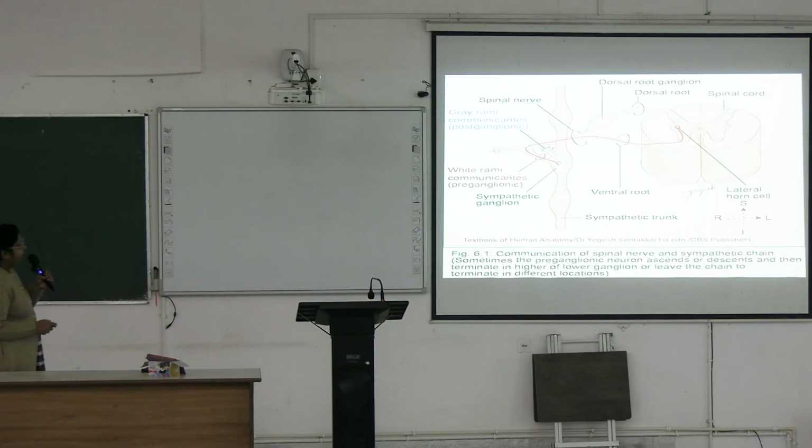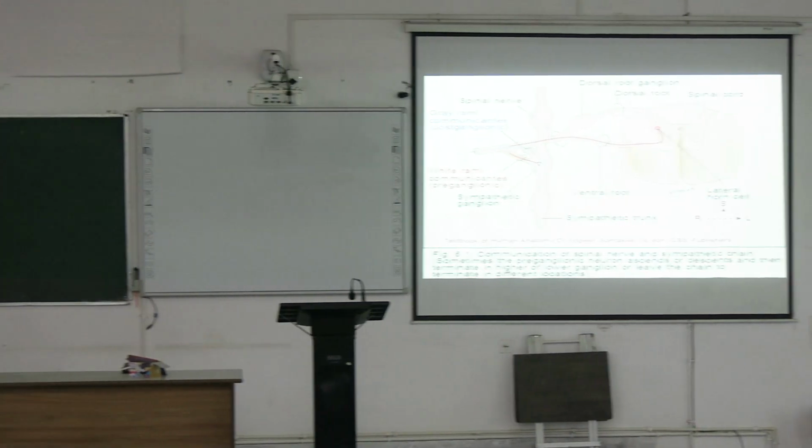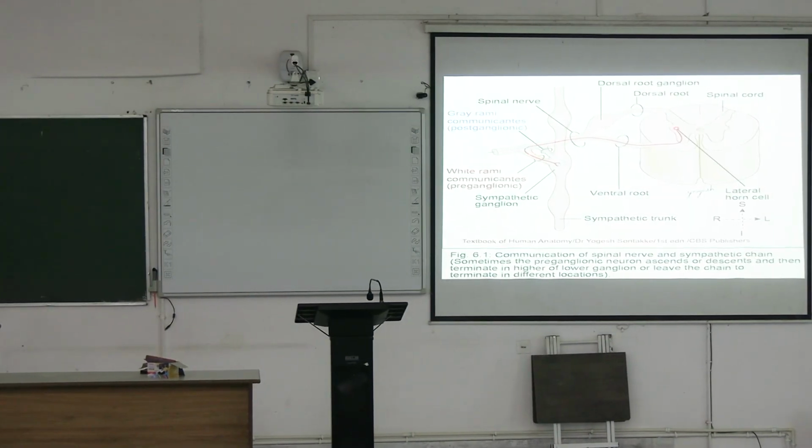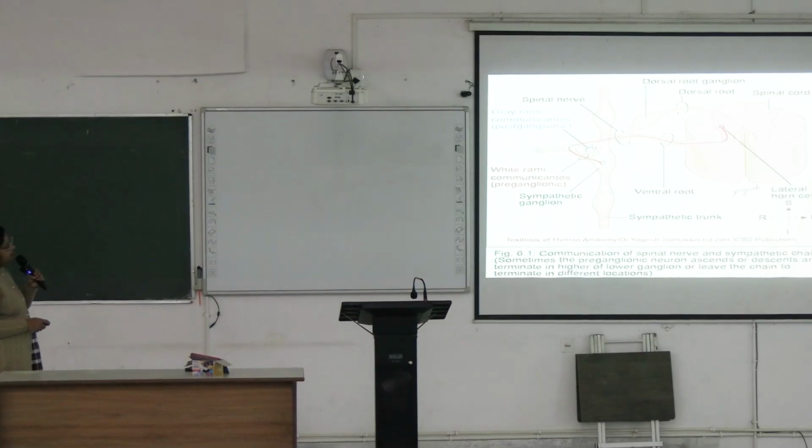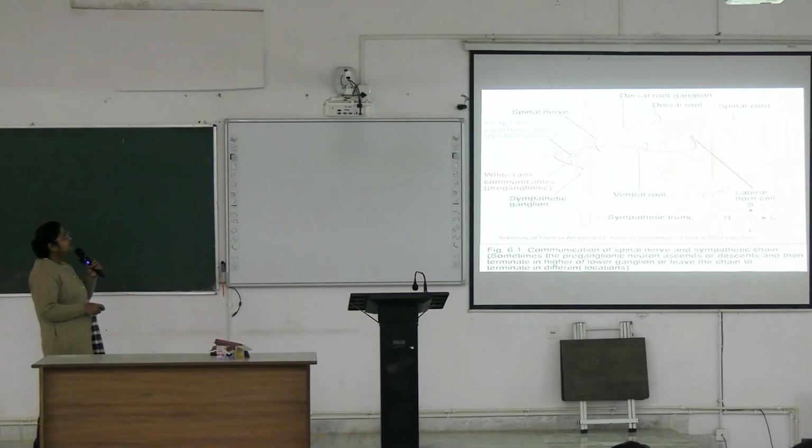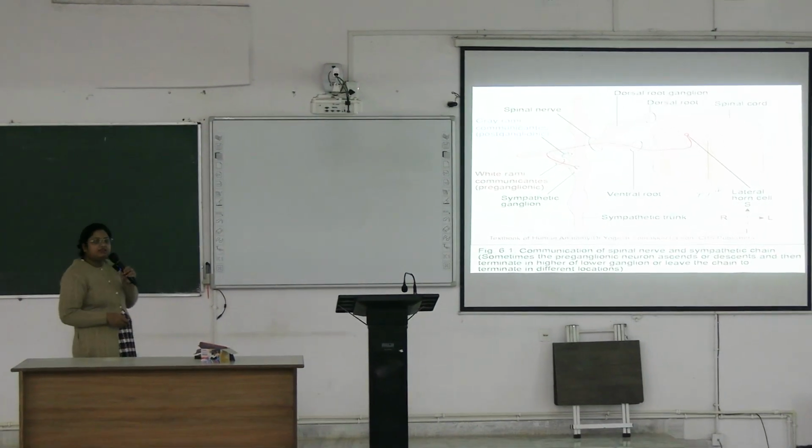And it has a communication. See here, this has a communication with the sympathetic ganglion via the grey rami communicantes and white rami communicantes. The grey rami communicantes contain the postganglionic fibers and the white rami communicantes contain the preganglionic fibers.